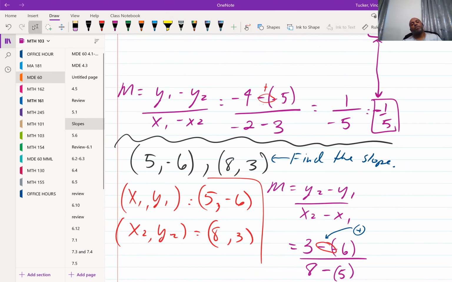All right, so the next one: 5, -6, 8, 3. Once again, the first point I see I call point one, the second one I call point two. So x1, y1 is 5, -6. x2, y2 is 8, 3. The formula is y2 minus y1 over x2 minus x1.